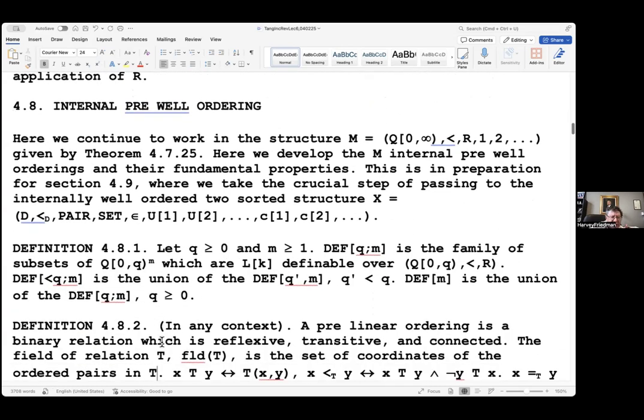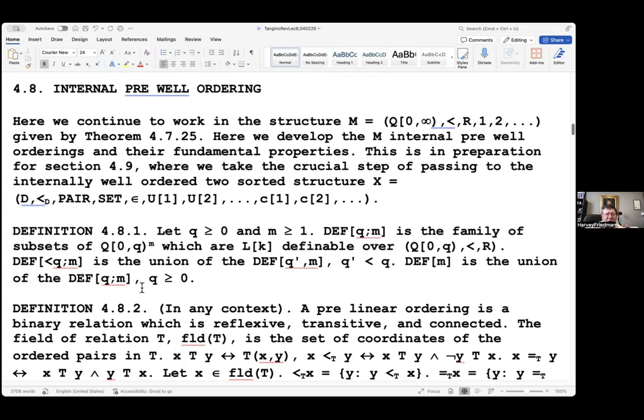All right, now section 8 starts and it's called internal pre-well ordering. The point of this section 4.8 is to create an important pre-well ordering and some machinery associated with the pre-well ordering. Because remember, in section 4.9, which we're also doing today, we want to continue with that pre-well ordering, armed with it from 4.8, in order to get this second order structure that is well ordered.